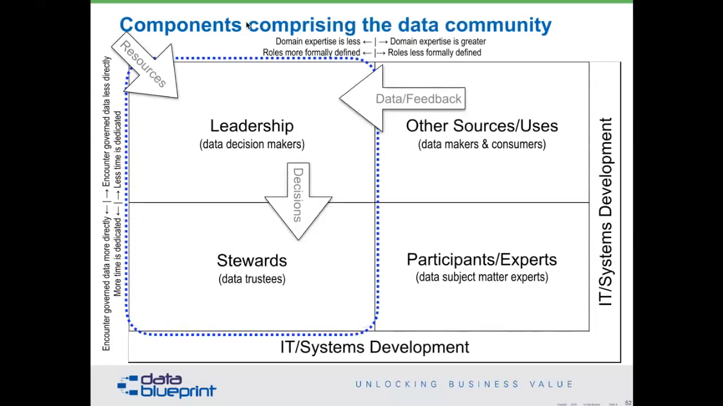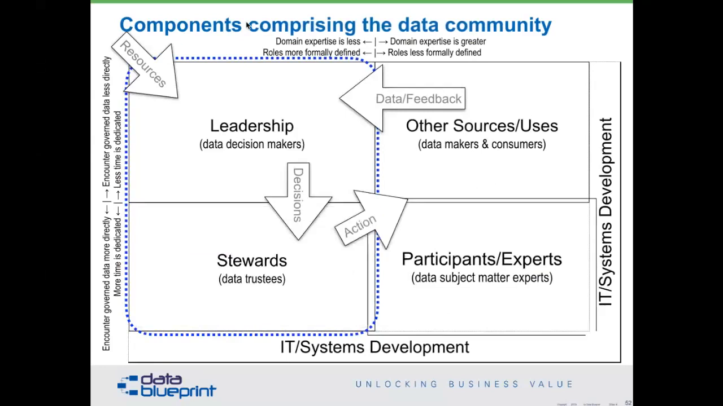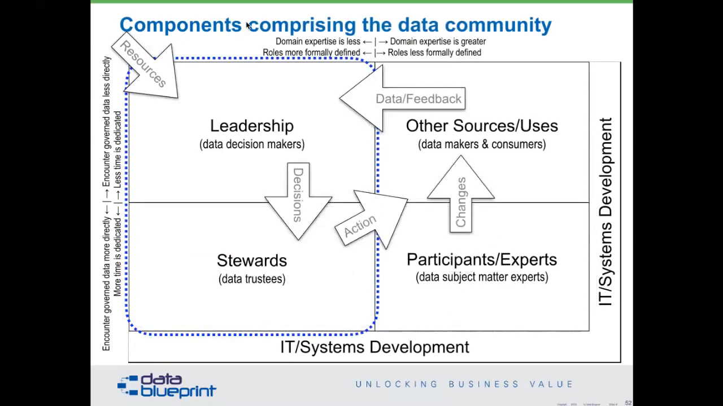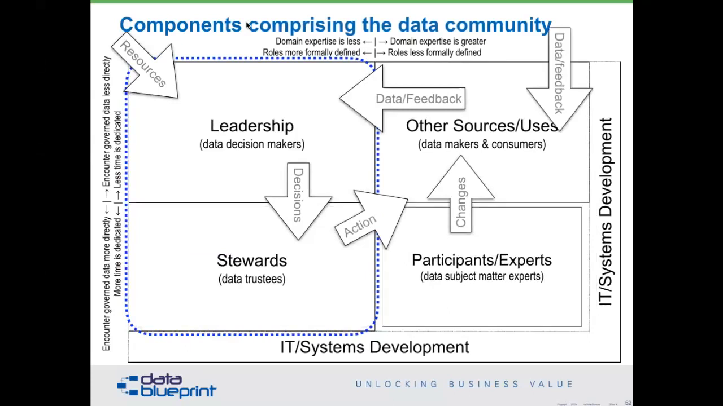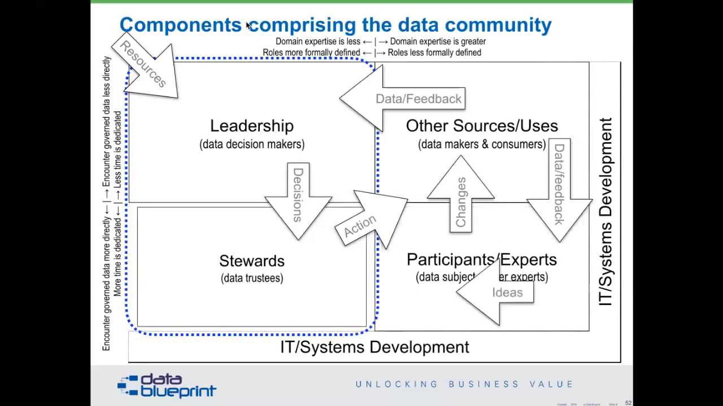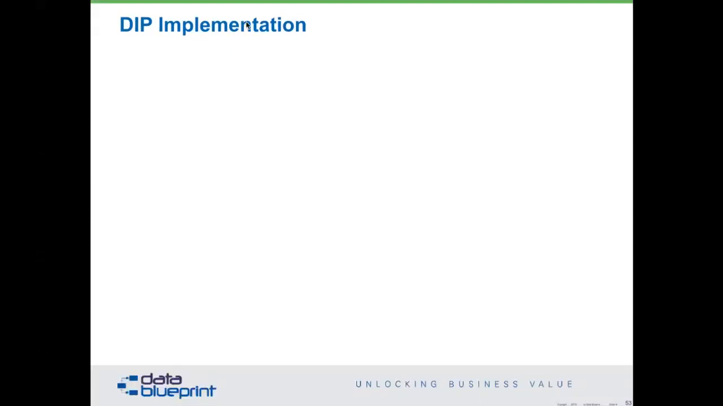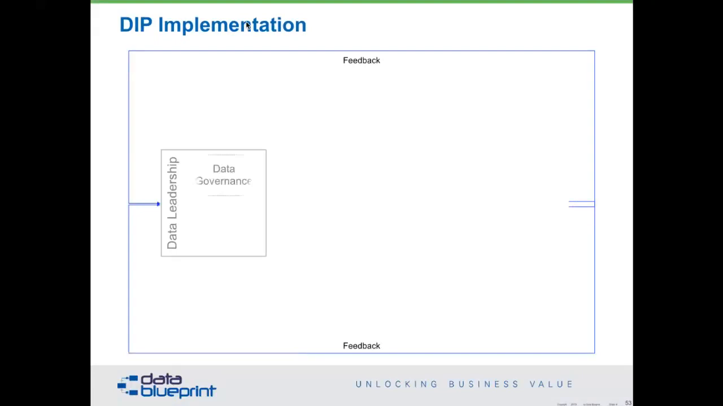Those stewards then request action from the subject matter experts and the source users. This involves change, and this is why people don't like to do this sort of thing, because change is no fun. We get feedback from these folks, and we get new ideas into this process, which turns into guidance. All of that is metadata. And if you're speaking in data governance meetings and you're not using metadata, you're going to be off track very, very quickly.